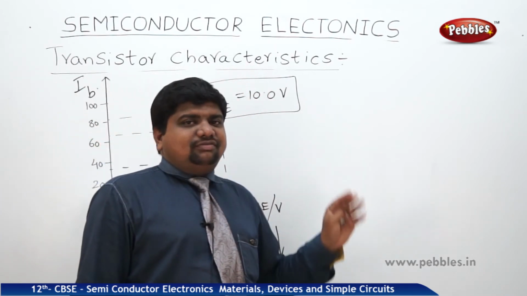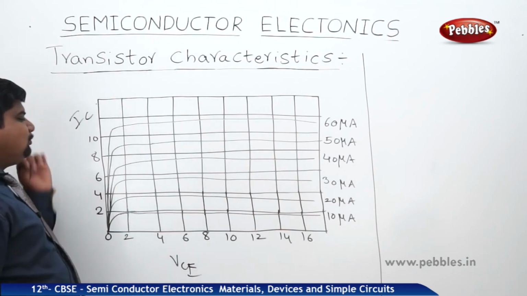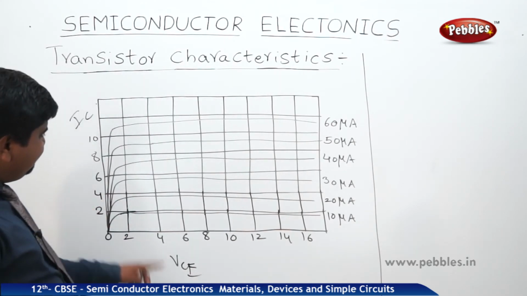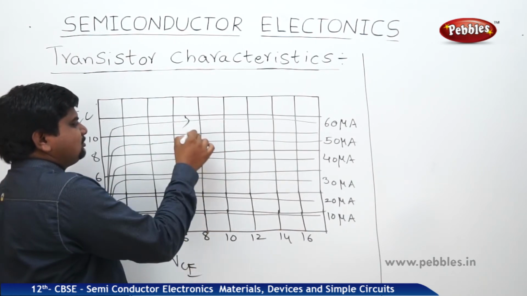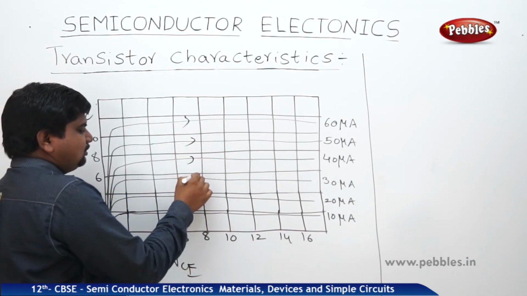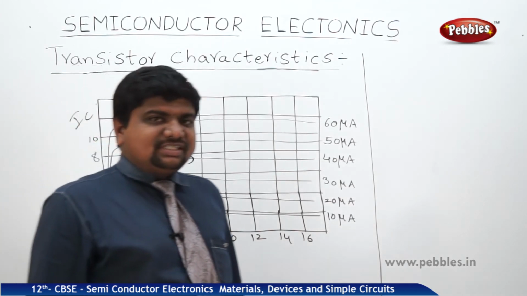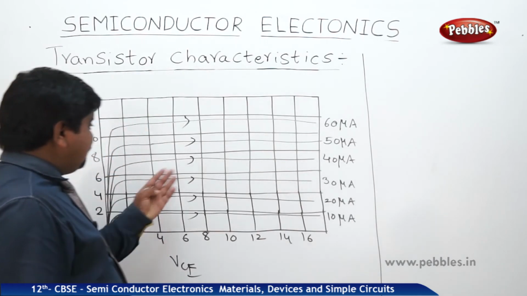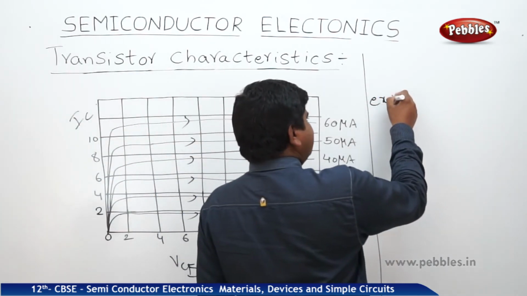Now we will see the graph nature and the characteristics and the physical quantities that are obtained in these types of configurations. So there is a graph between VCE and IC. The graph between VCE and IC is, if you see the different plots, maybe this one, this one, this one, this one, this one, and this one, from 10 microamperes to 60 microamperes, where the graphs are plotted like this. These are all exponential growths.